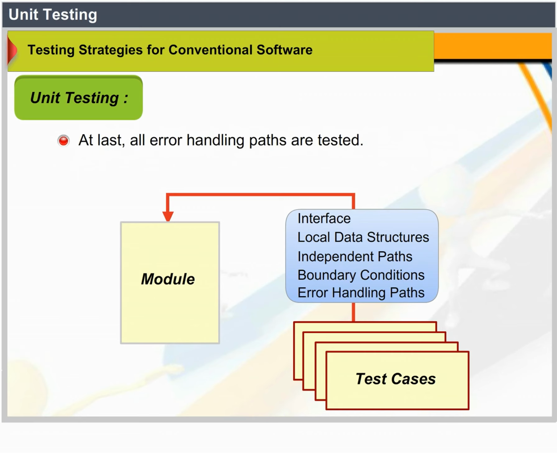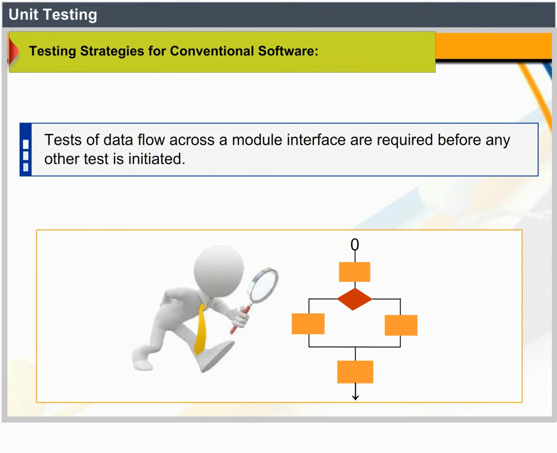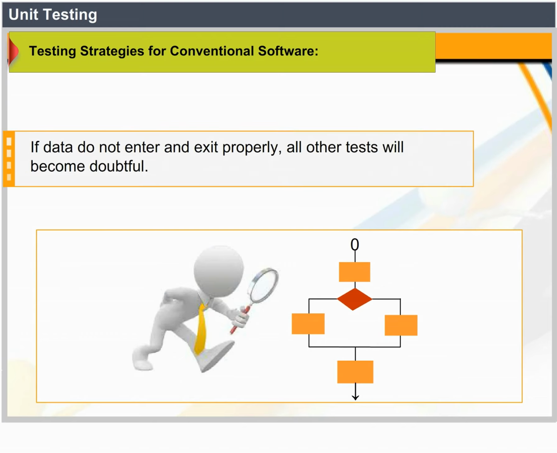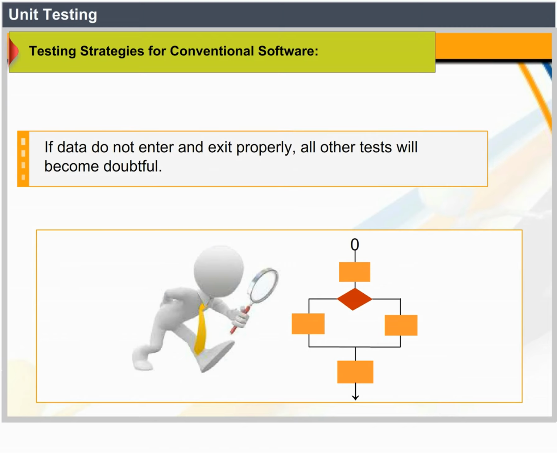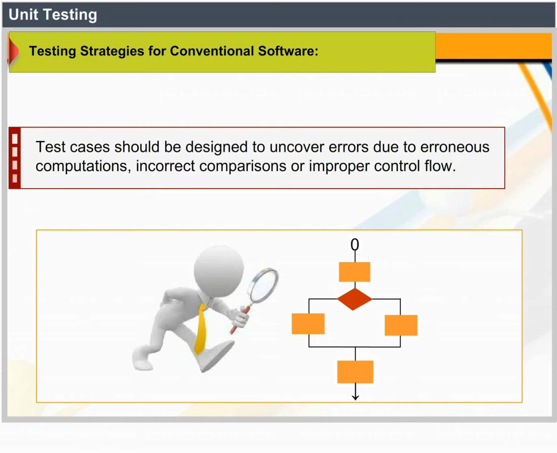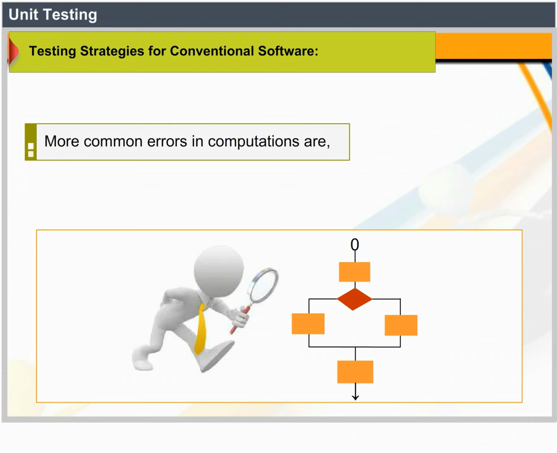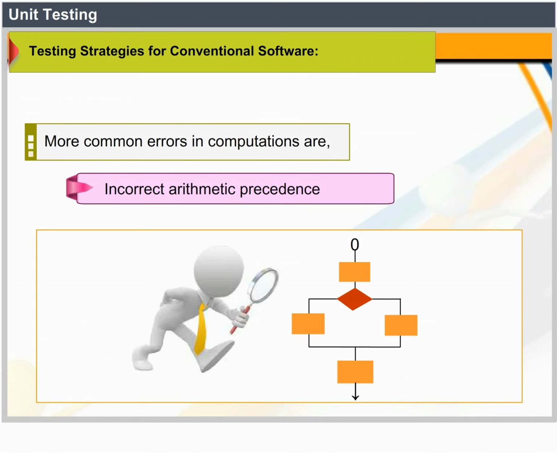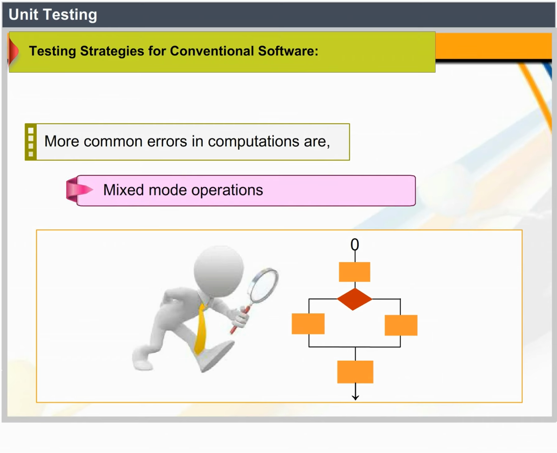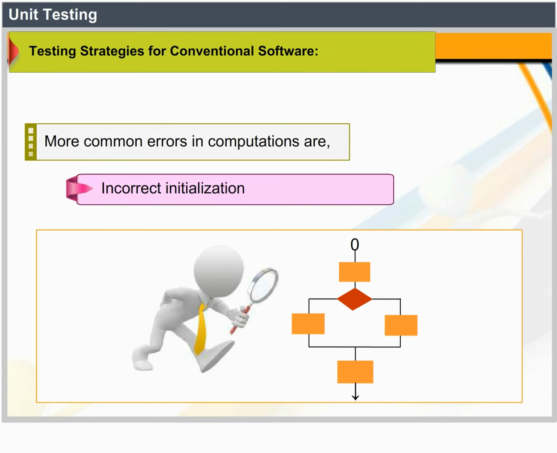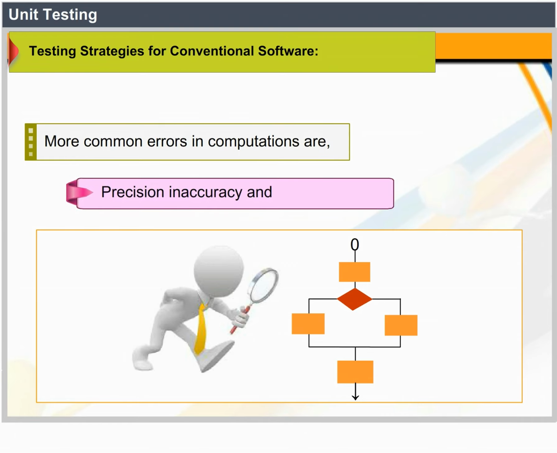Tests of data flows across a module interface are required before any other test is initiated. If data do not enter and exit properly, all other tests are doubtful. Test cases should be designed to uncover errors due to erroneous computations, incorrect comparisons, or improper control flow. More common errors in computations are incorrect arithmetic precedence, mixed mode operations, incorrect initialization, precision inaccuracy, and incorrect symbolic representation of an expression.